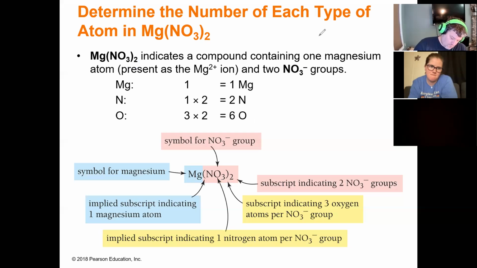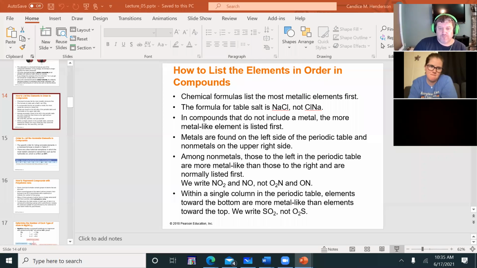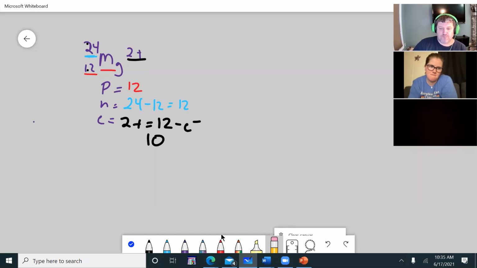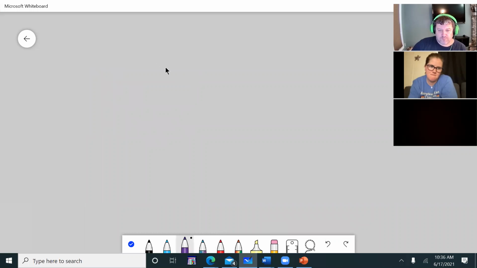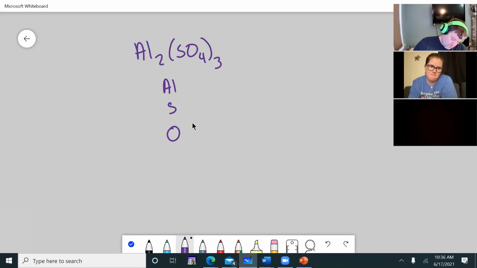Let's do another one of those. I'm going to write out aluminum sulfate, Al2(SO4)3. I want you to tell me how many of each atom we have in one of these molecules. It contains aluminum, sulfur, and oxygen. I'll give you a minute and a half for that.